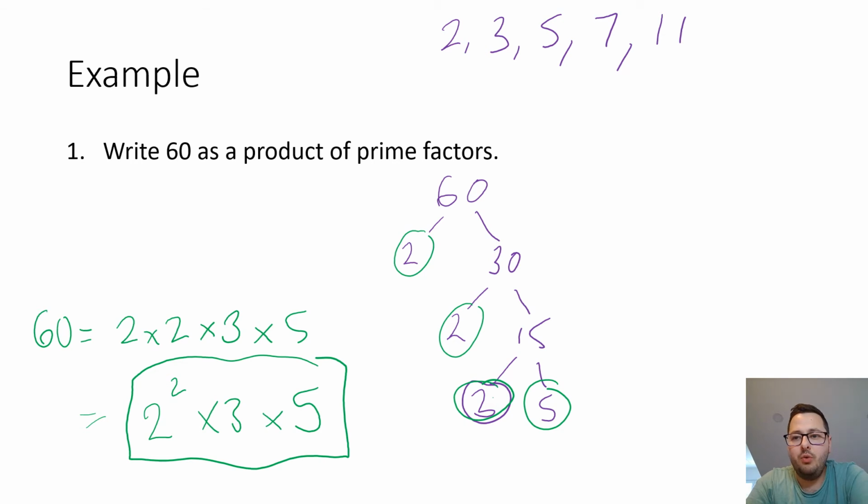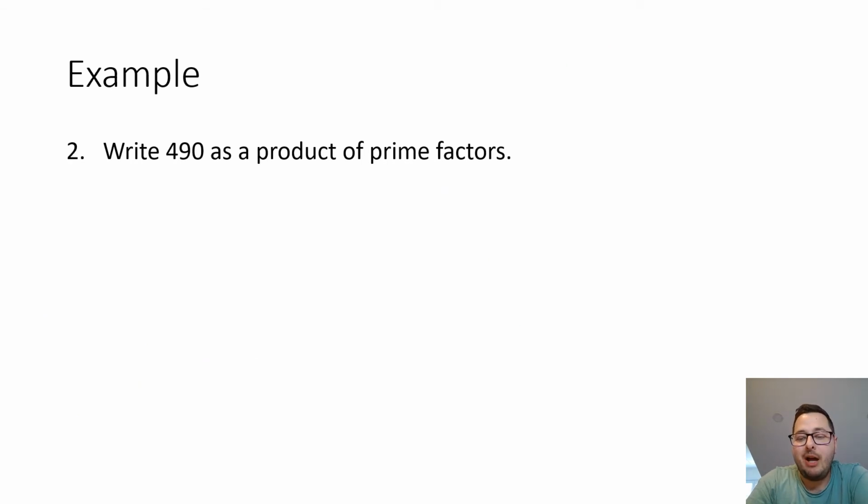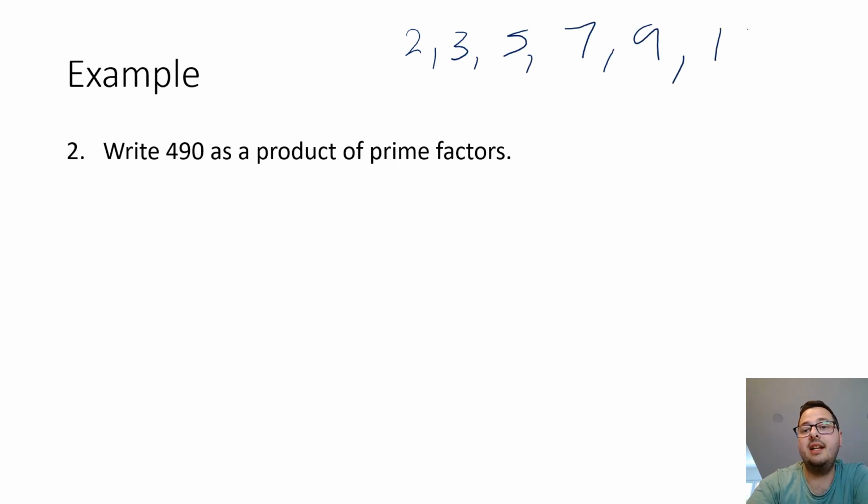Let's do one more example. I just wanted to show you an example where you don't have to pull the primes out straight away. So let's write them out anyway. We've got 2, 3, 5, 7, 9 and 11. Sorry, 9 is not a prime number. There we go, 7 and 11. And we want to write 490 as a product of prime factors.